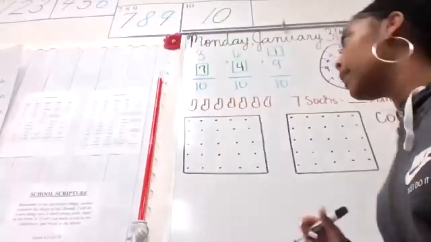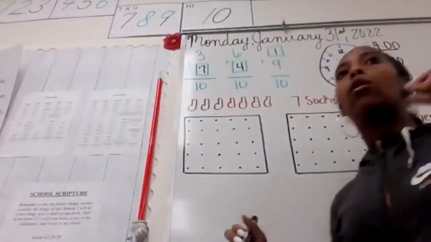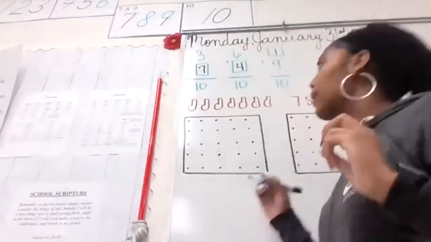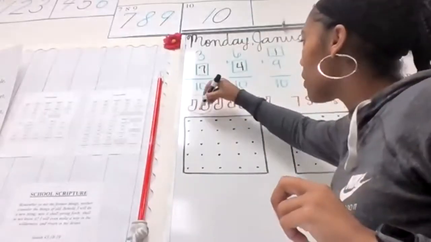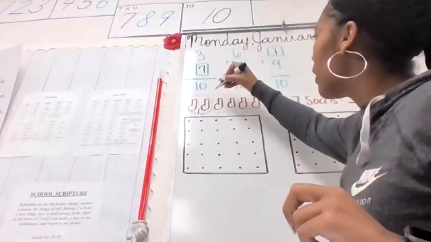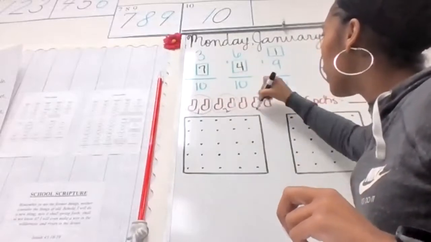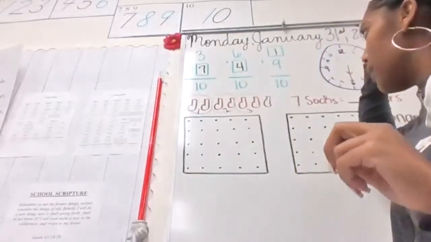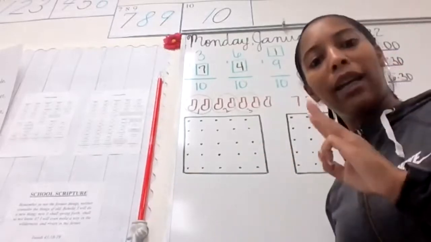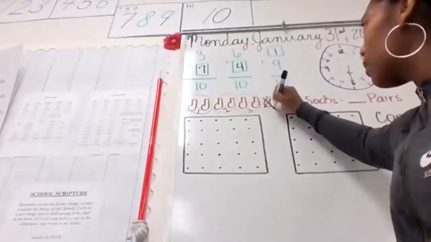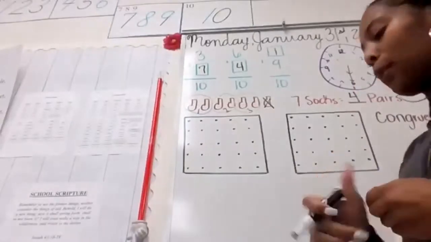All right, so let's see. In order to have pairs, we have to have a total of 2. So let's circle. I have here 1 pair, here 2 pairs, here 3 pairs. So yes, I can only make 3 pairs. I cannot make a pair with this solo one.